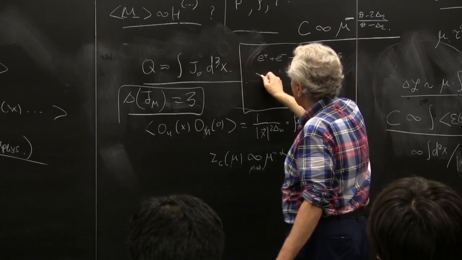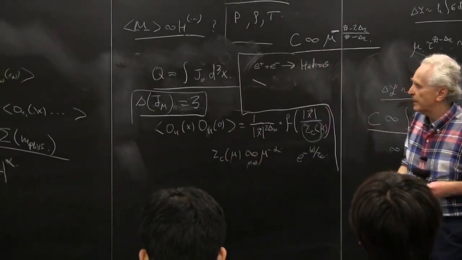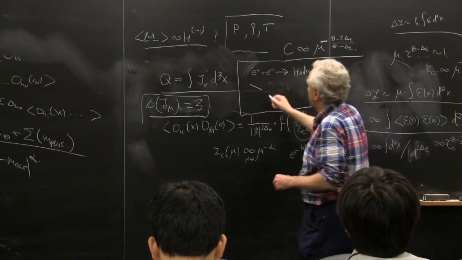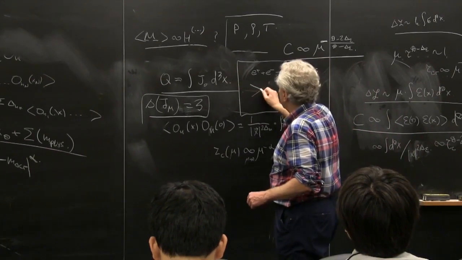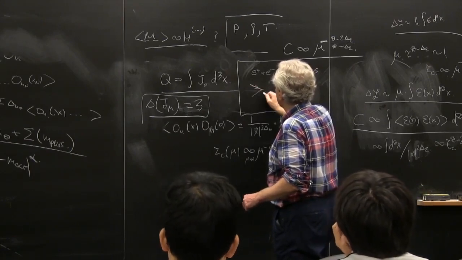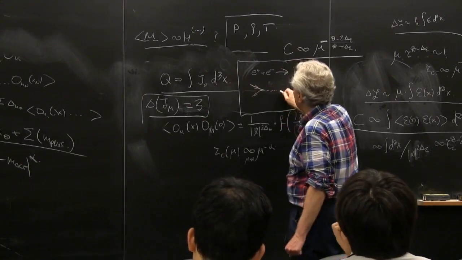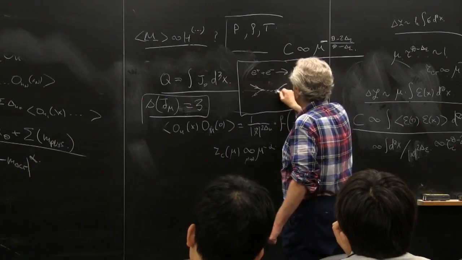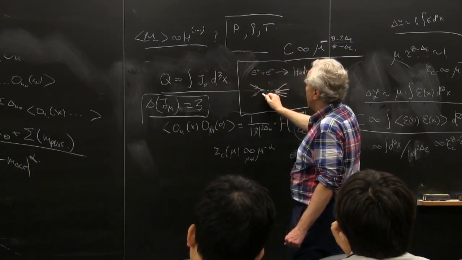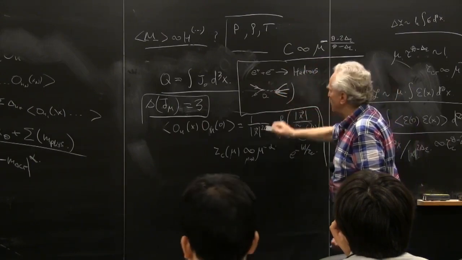This occurs. These experiments have been done in SLAC and Stanford. Now you collide these particles, e plus and e minus. You generate a virtual photon, and the photon with large momentum Q can decay into all kinds of particles.